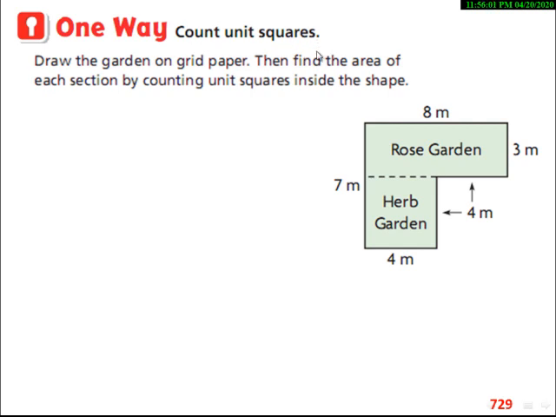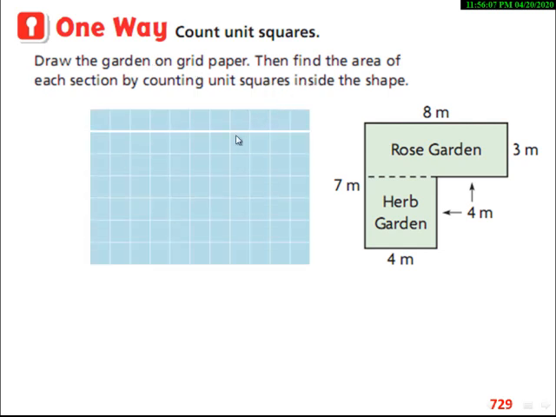Count unit squares. How? Draw the garden on grid paper. I brought my grid paper for you. I'm going to draw with you now. I'm gonna draw the first line segment, which equals 3 meters. Count with me, guys. Here, every square represents 1 meter. So I have 3 meters now.